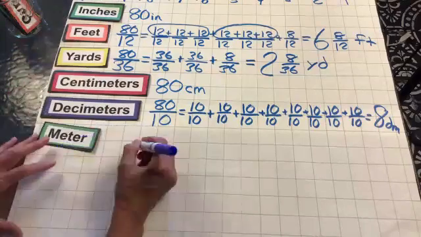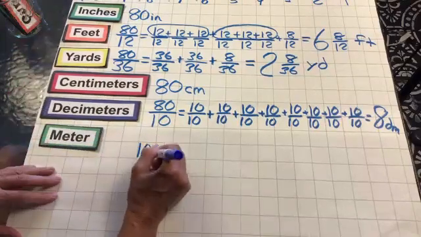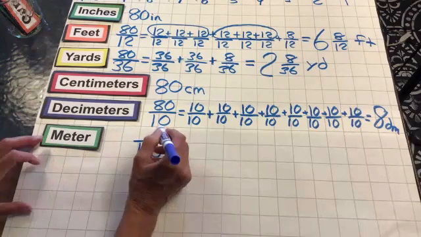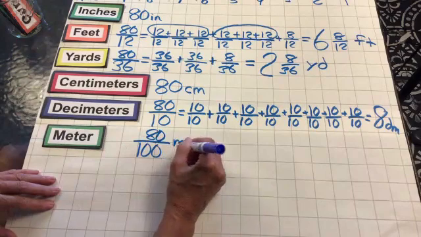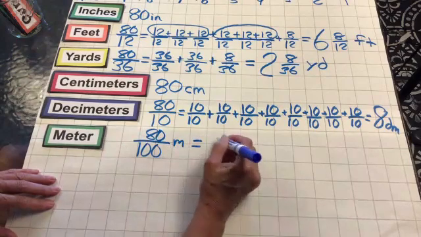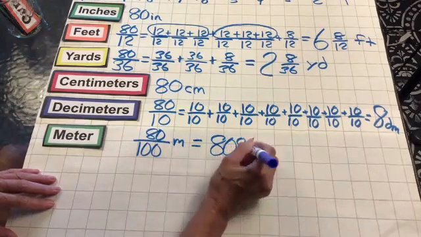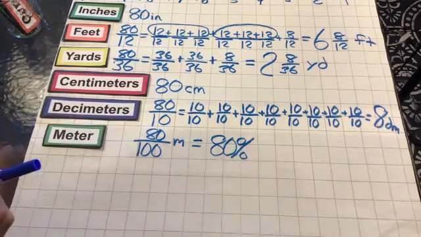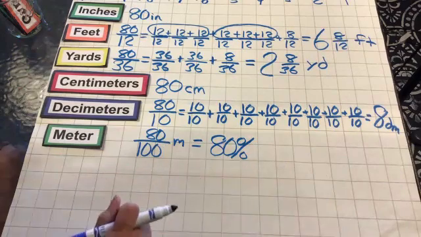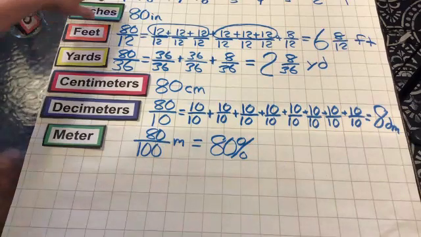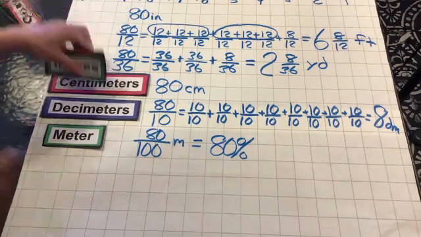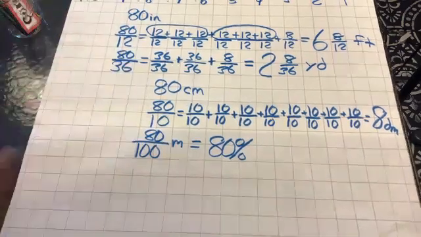Meters. It takes 100 centimeters to make a meter. We have 80, so that is 80 hundredths of a meter. Now, I'm going to tell you this is the same as 80% of a meter. I'm just throwing that out there for fun. Don't worry about it. Just write it down. And let's move on. So this was our linear measurement, measuring lengths. Let's move on to our liquid measurement.